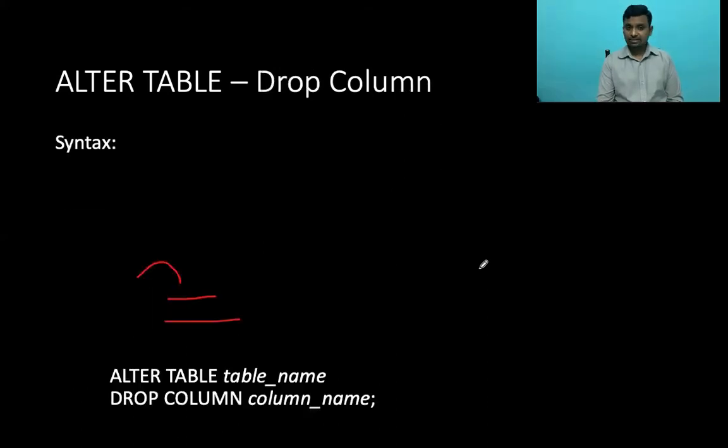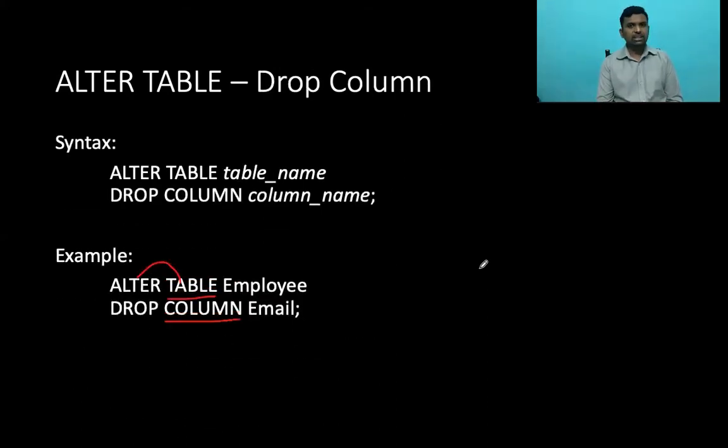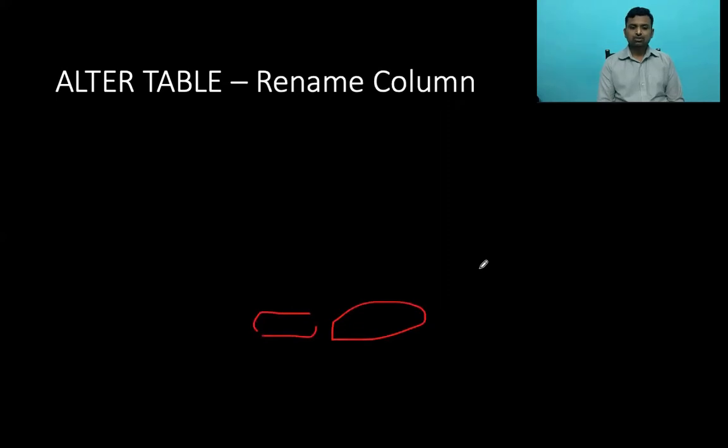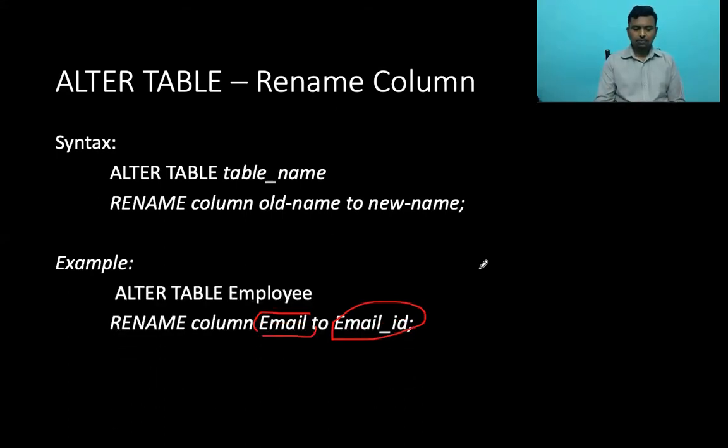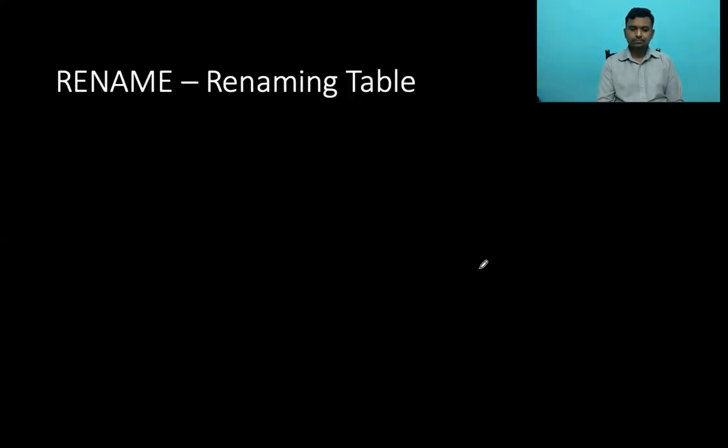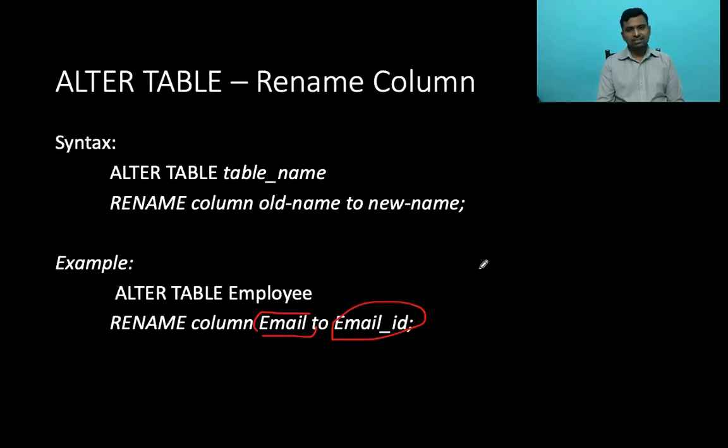And drop. Yes, I can drop a column whenever I feel that column is no more required. Simple, go and drop it off: alter table name, drop column followed by the column name. And then rename a column. Yes, I can rename a column with the help of the rename command: alter table name, rename followed by the old column name to the new column name. So these are the alter commands that I can do.